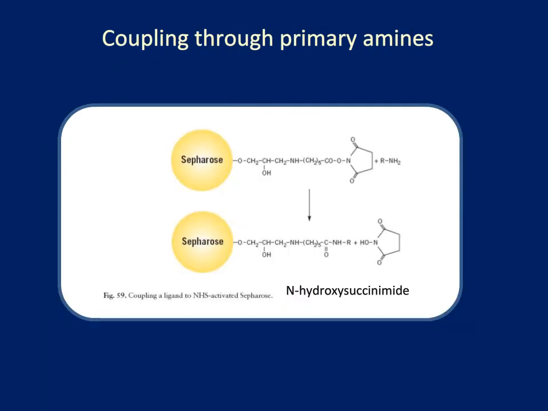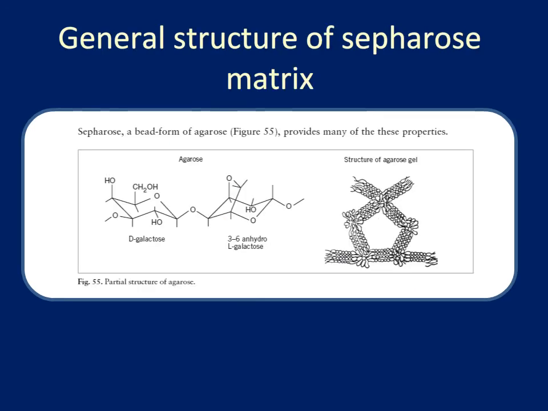This slide is just showing you one of the specific coupling reactions available for amino groups utilizing an N-hydroxysuccinimide activated Sepharose resin. Finally, I want to end with the general structure of one of the most common matrices used in affinity chromatography, Sepharose. Sepharose is a brand name that is derived from separation Pharmacia agarose. Sepharose is a cross-linked bead form of a polysaccharide polymer that is predominantly made up of agarose. The partial structure of agarose is shown on the left. A schematic of the cross-linked polymer is shown on the right.